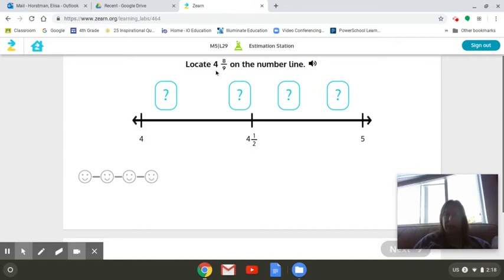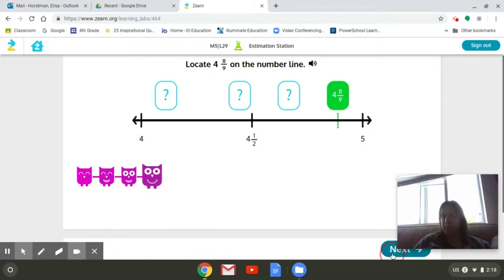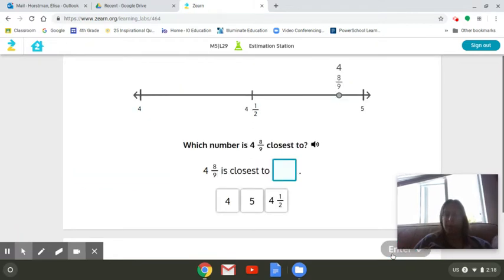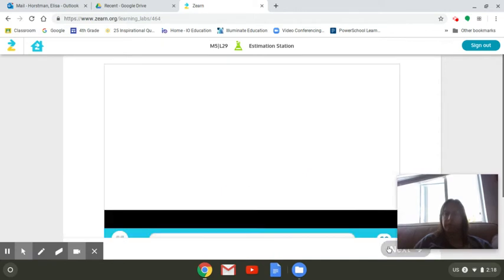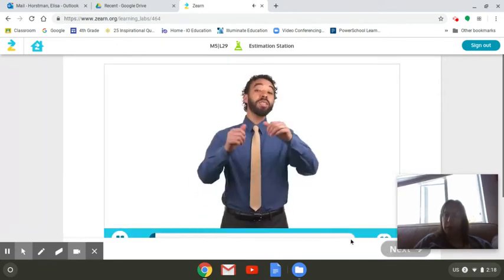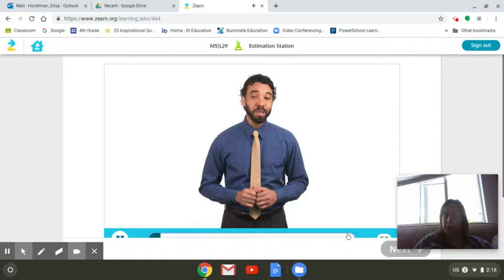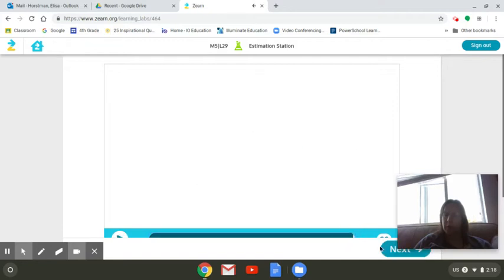4 and 8/9. Well, there's only one away from a whole fraction of 9/9. So I know it's going to be way over here. Remember, I'm estimating. So I'm going to fast forward through this. You might not fast forward.